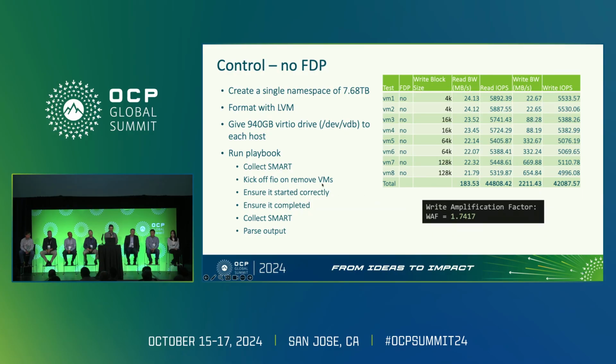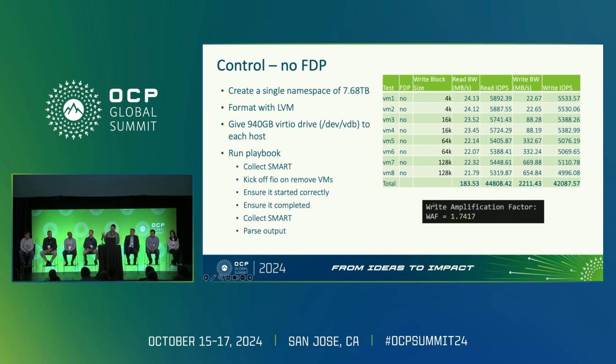And then we run this playbook, which is going to collect the SMART data and kick off FIO on all these VMs, which is a little bit harder to do. I have an Ansible playbook that will go do this, and I have a link in the description. It ensures it started correctly, which is one of the challenges with FIO on all these VMs, to make sure it's actually running, and then make sure it completed, and then collect the data.